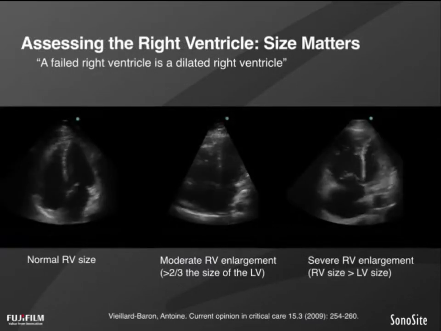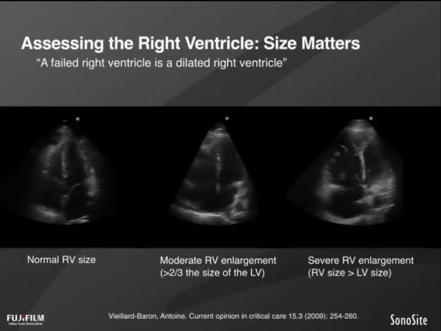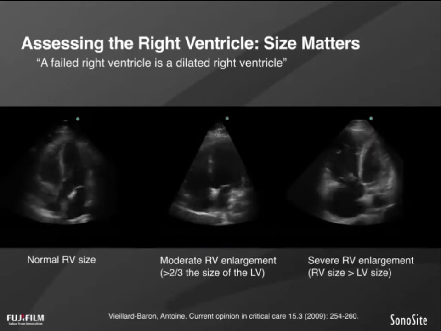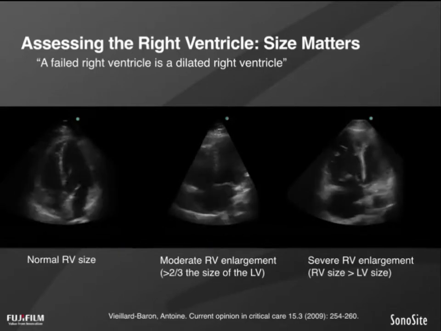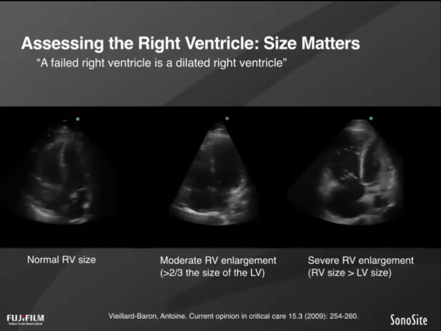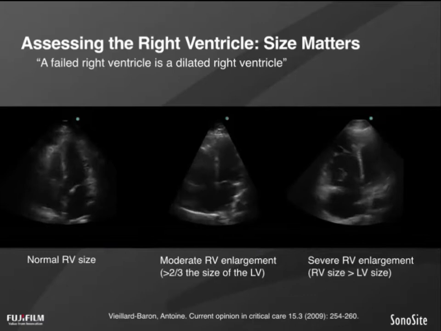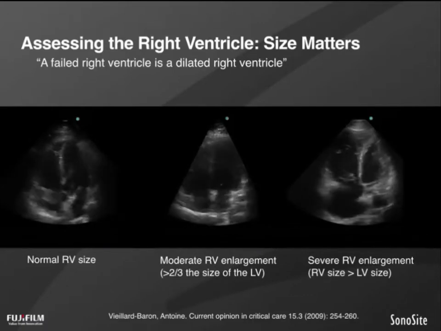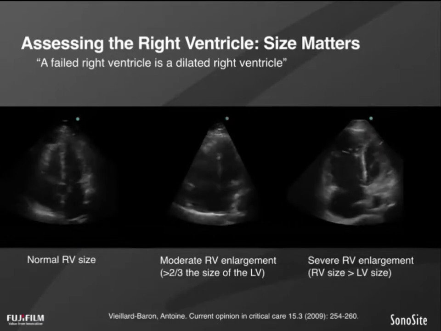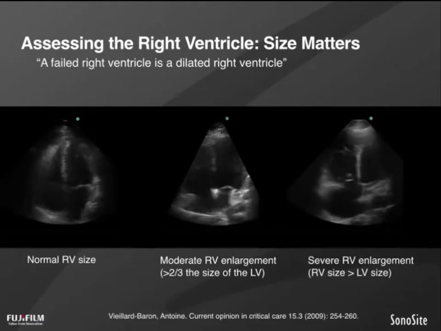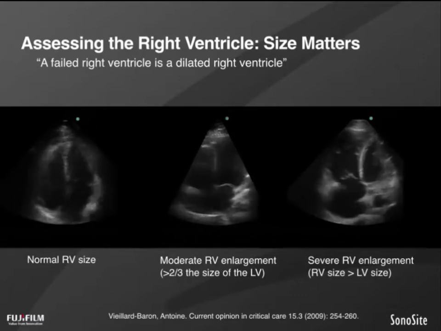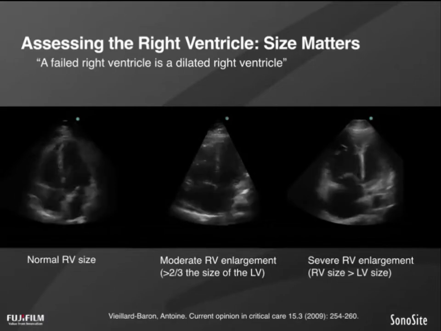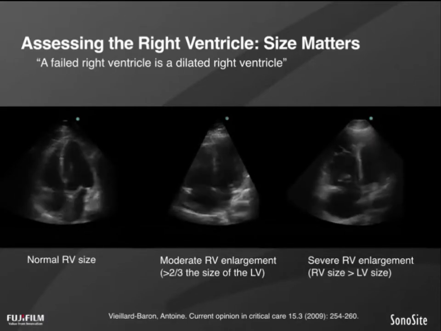Now, as I mentioned, I think the most important feature when doing a point of care assessment of the right ventricle is to identify whether or not the right ventricle is dilated. As one of my friends and mentors, Antoine Vieillard-Baron, says, a failed right ventricle is a dilated right ventricle. You cannot have right ventricular failure of hemodynamic importance unless it is dilated. Now, the best view to assess for dilation is the apical four-chamber view, as this positions the right ventricle immediately adjacent to the left ventricle and allows for the relative size comparison, which is the foundation of how we determine whether the right ventricle is dilated.